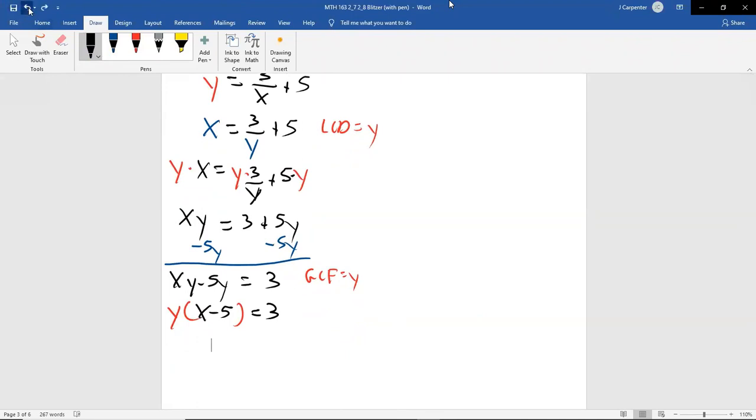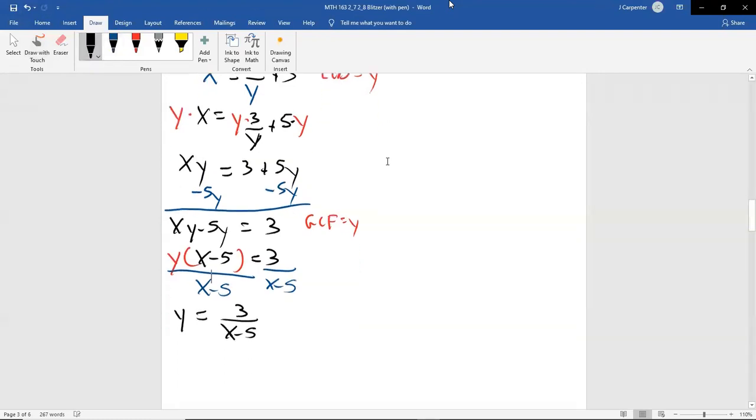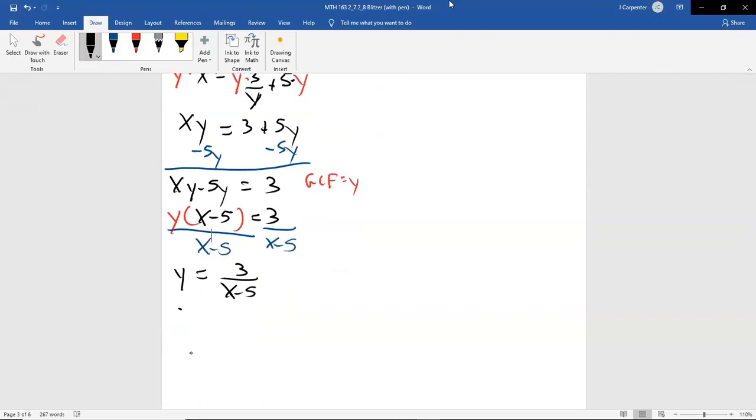This says y times, again, here's what I called a 7 before, so we're going to divide both sides by that thing. We're going to divide both sides by the x minus 5, so that we get rid of it, and we're only left with the y. See, those will cancel now, which gives us y equals 3 over x minus 5. And then finally, we write that as f inverse of x.